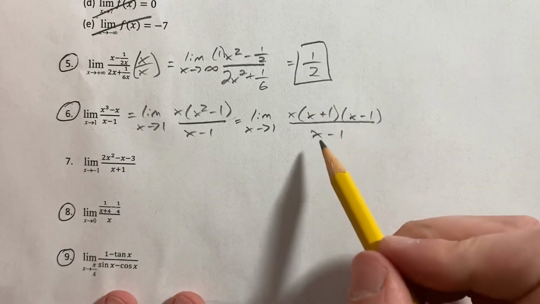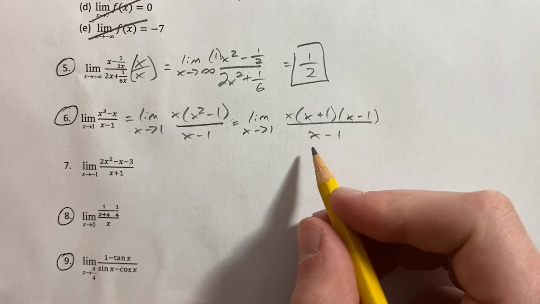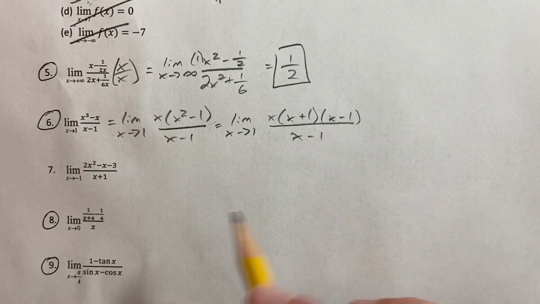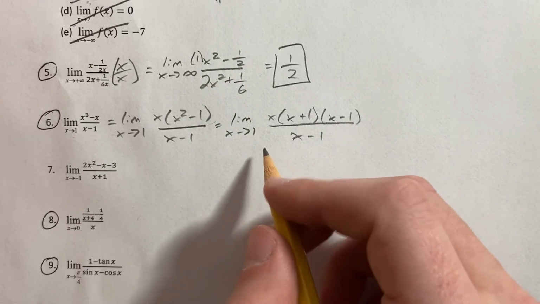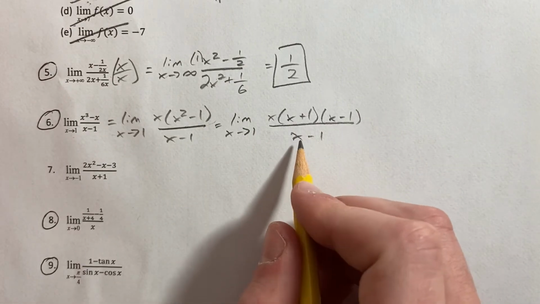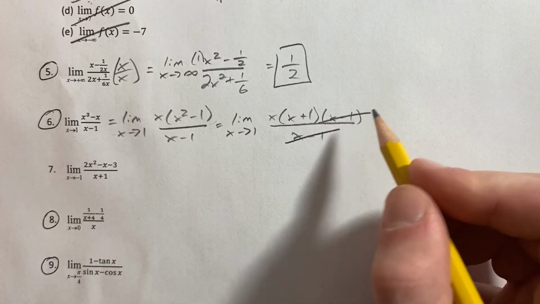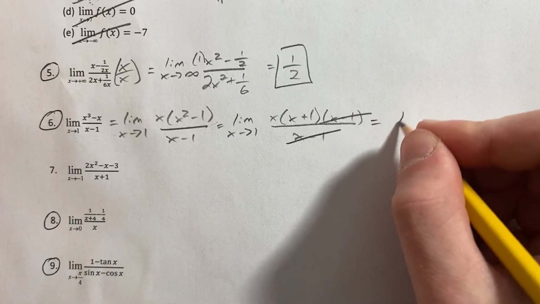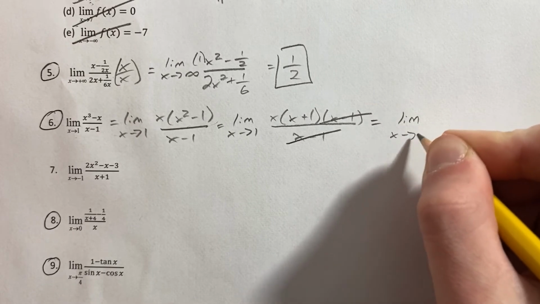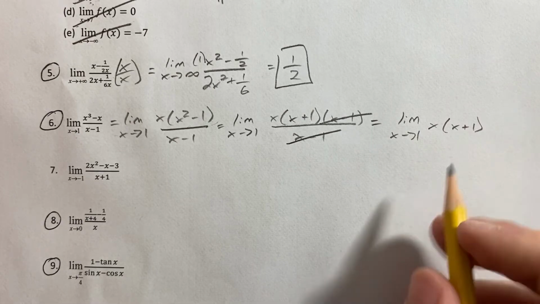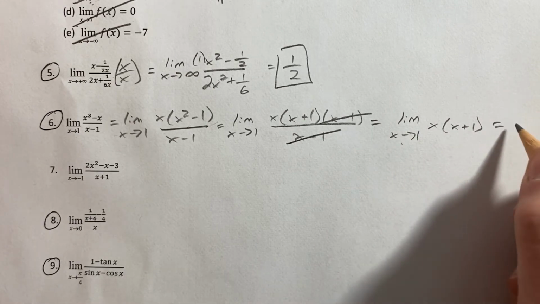And here, you can just cancel these out. Typically, you would have to have a removable discontinuity here, which you would add into the function in some way. But since you're looking for the limit, the actual value at x equals 1 doesn't matter. So you can just cancel these out, don't worry about them, and you'll end up with limit as x approaches 1 of x plus 1. Then you can just plug in 1 and you'll get 2.